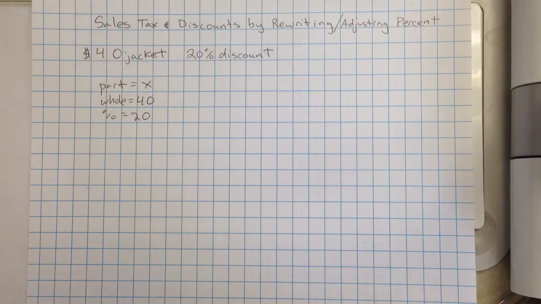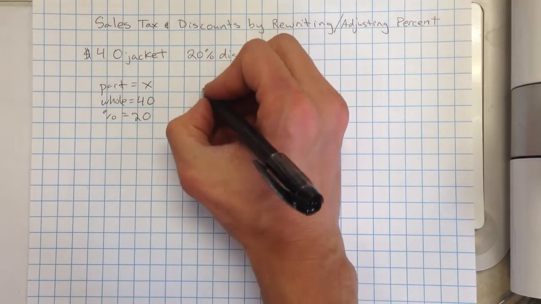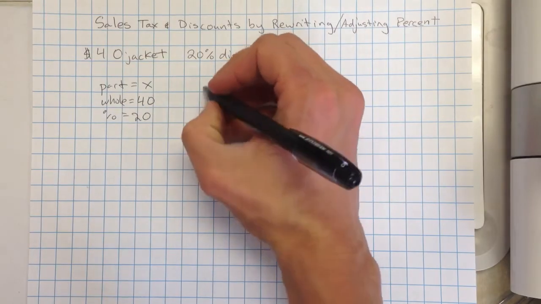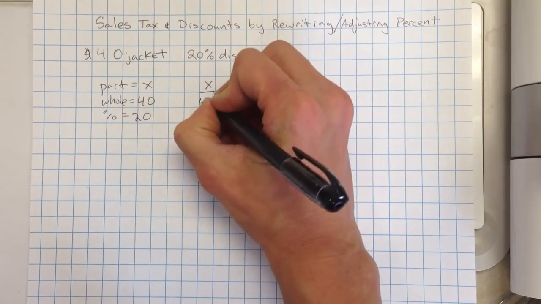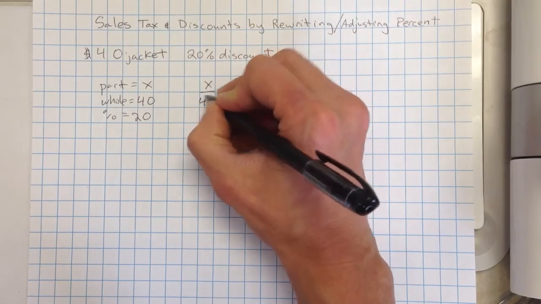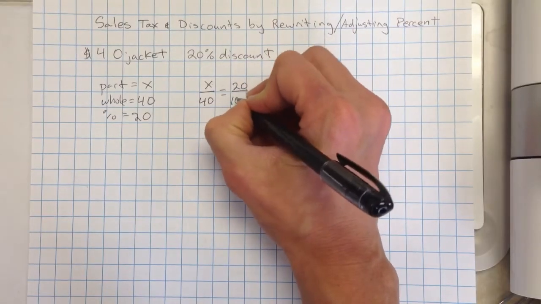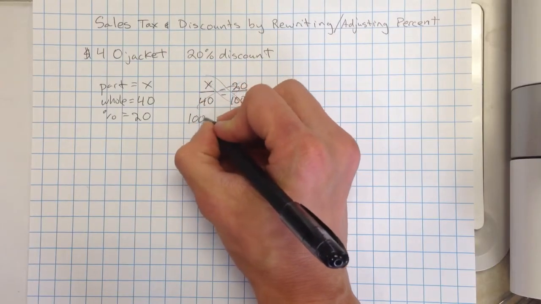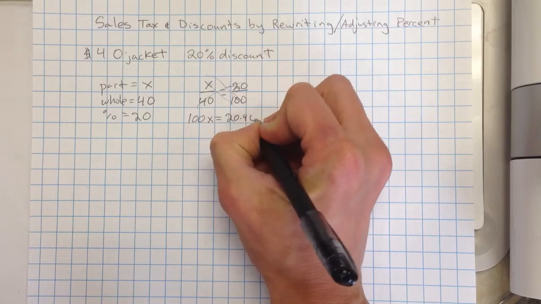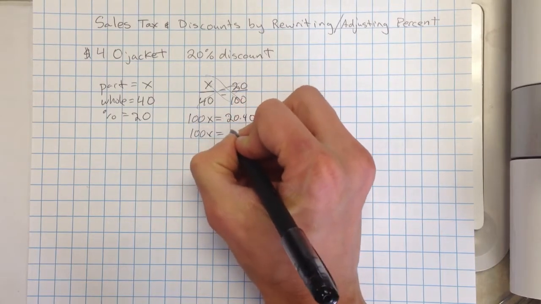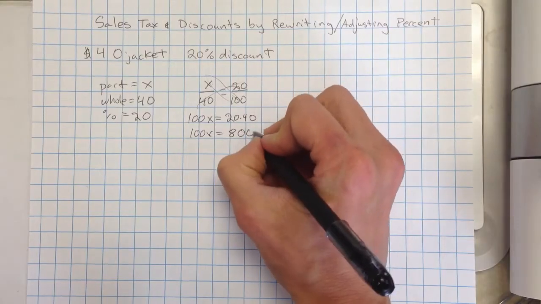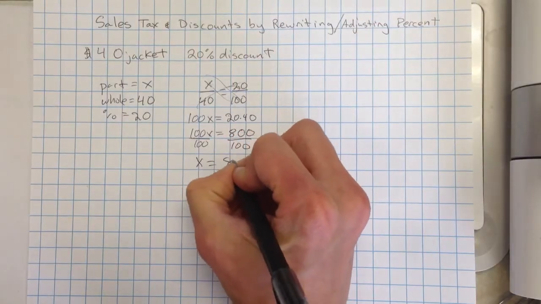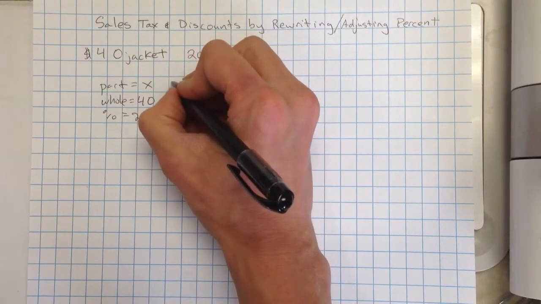At this point, you could use any of the percent equations. You could put them up in proportions, or you could multiply the whole times the percent turned into a decimal. We'll do it with proportions just to keep things consistent. Part over whole equals percent over 100. Then I solve this by cross multiplying. That gives me 100x equals 20 times 40, so 100x equals 800. We divide by 100 on both sides, and that tells us that x equals 8.